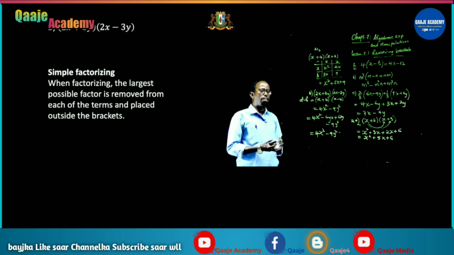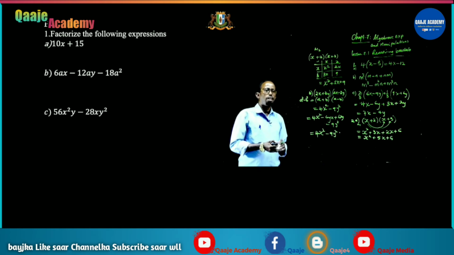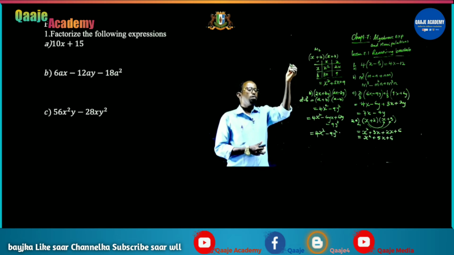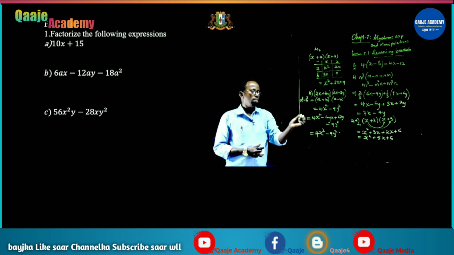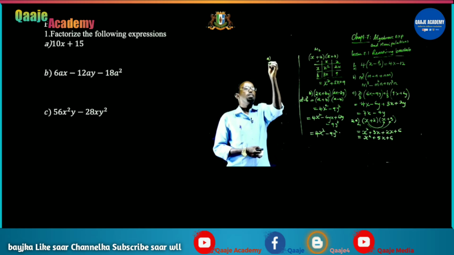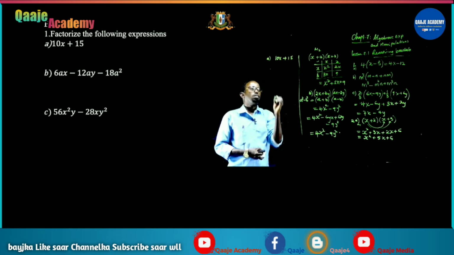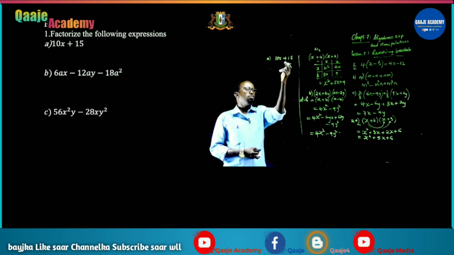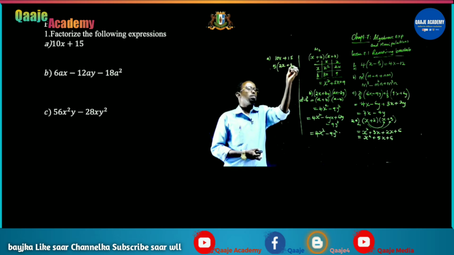The next one is factorizing, simple factorizations. When factorizing, the largest possible factor is removed from each of the terms and placed outside the brackets. You're told to factorize the following expressions. A: 10x plus 15. Therefore, the common factor is 5. You write 5 outside, you get 2x and then plus 3.